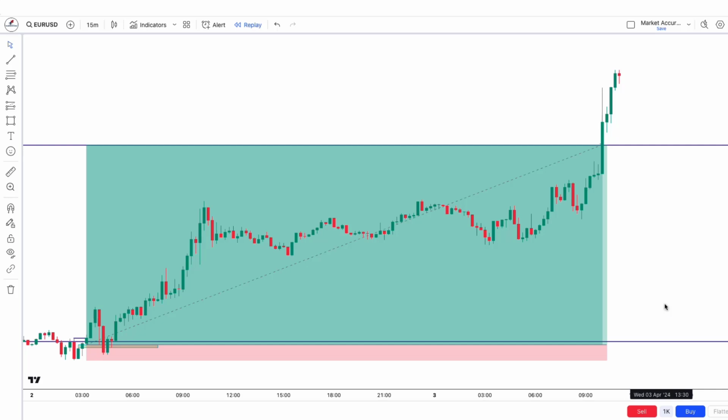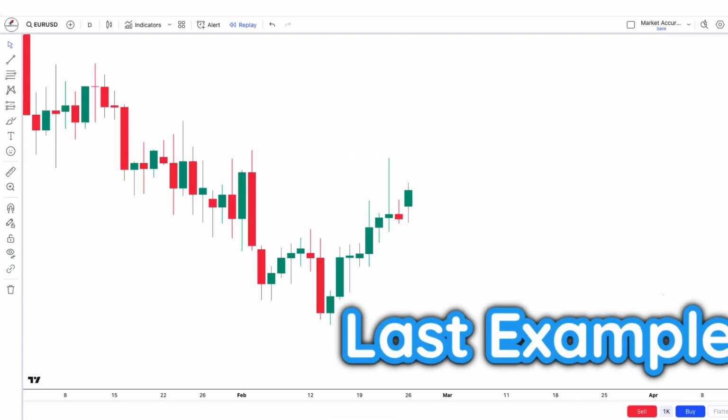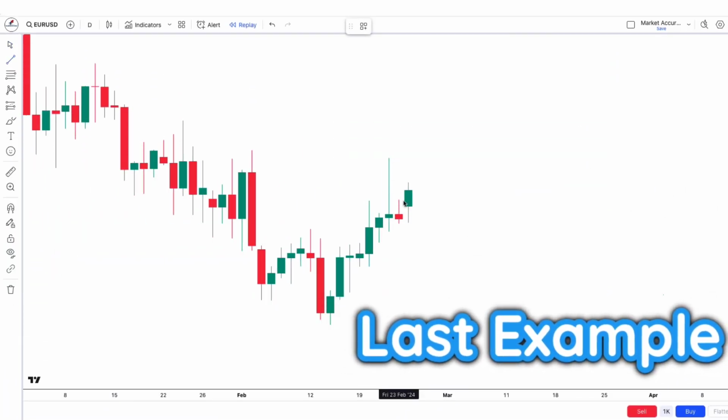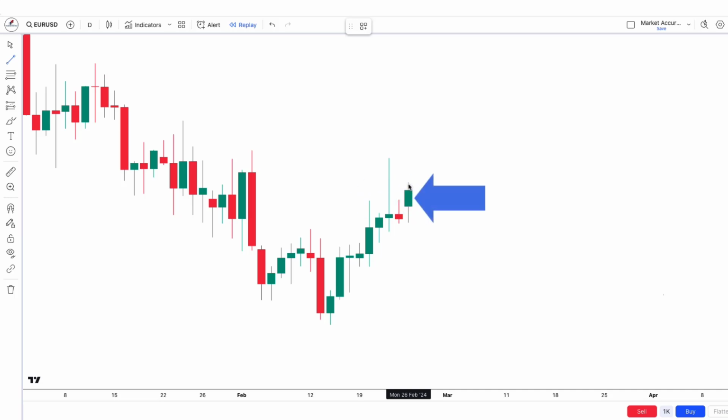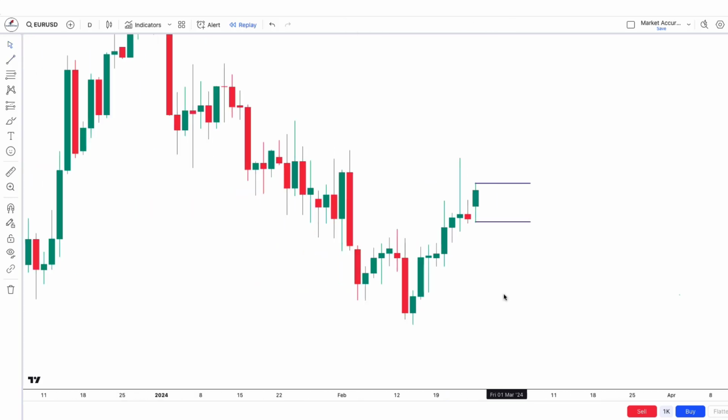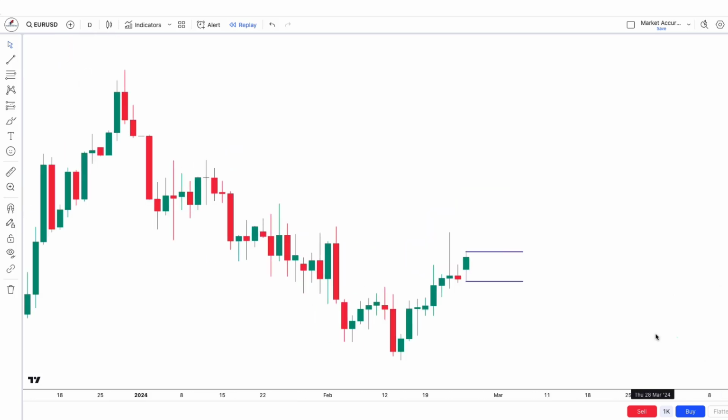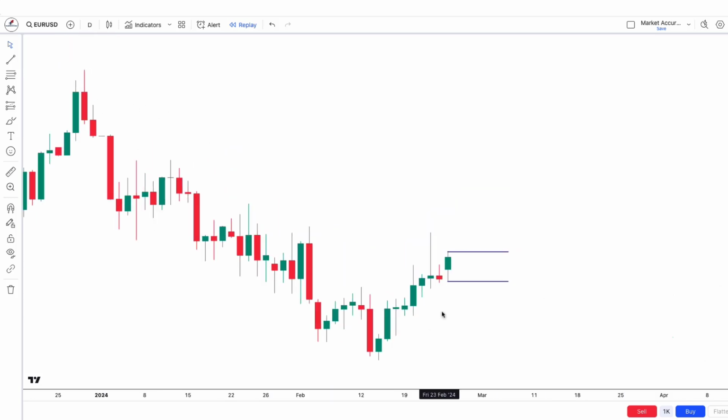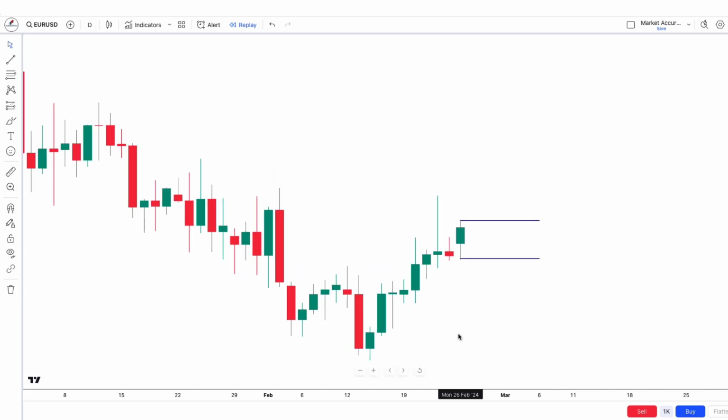Now let me give you guys one more example. Here's the last example for the Monday range model. This is the Monday candle, and it has now closed. I'm going to mark out the Monday high and the Monday low. One tip that I can give you is try to trade with the order flow. It's going to give you more probabilities, but it's not necessary.